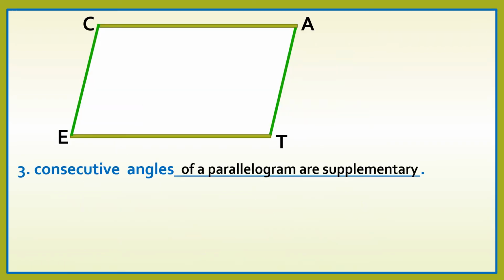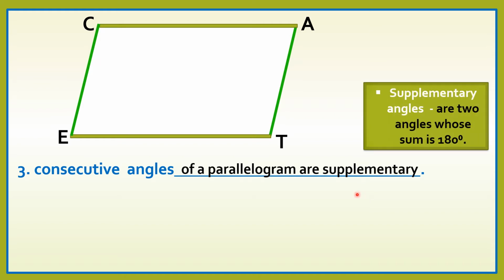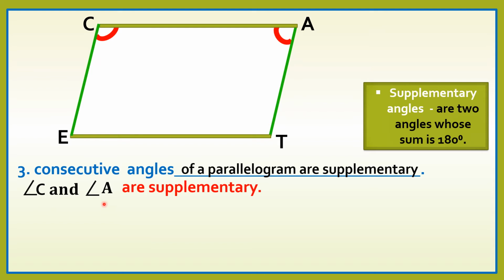Next is consecutive angles. Consecutive, ibig sabihin, magkasunod. Consecutive angles of a parallelogram are supplementary. Supplementary angles, ang ibig sabihin naman, ay two angles whose sum is 180 degrees. So, let's have here angle C. So, kung ang given natin dito ay angle C, ang pwede niyang maging consecutive ay si angle E or si angle A. So, let's have here angle C and angle A.